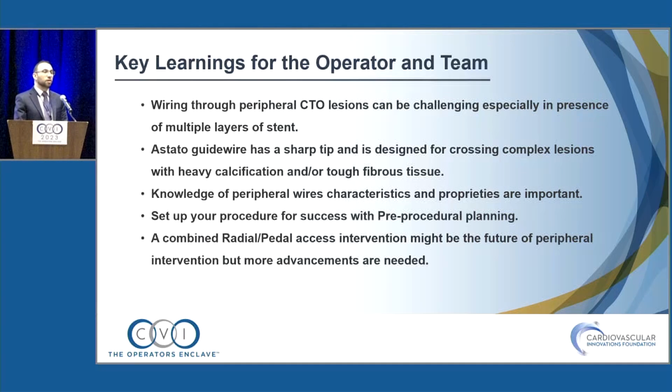My key learnings are: wiring through peripheral CTOs could be challenging, especially if you have multiple layers of stents, complex lesions. A Astato wire has a sharp tip and is designed for complex, heavy CTO peripheral cases. Knowing your wires and knowing your lesion preparation before the intervention is key here. And the other learning is you could use radial artery R2P, which is also helpful in those cases. Thank you, guys.